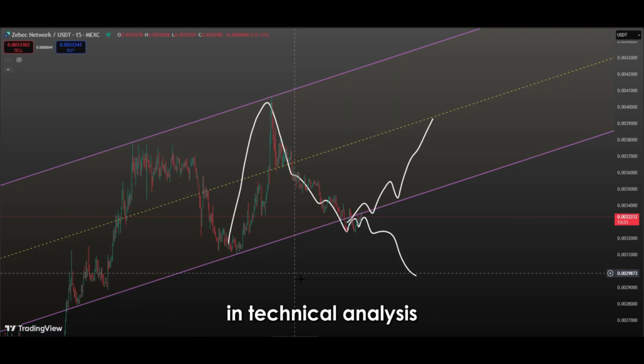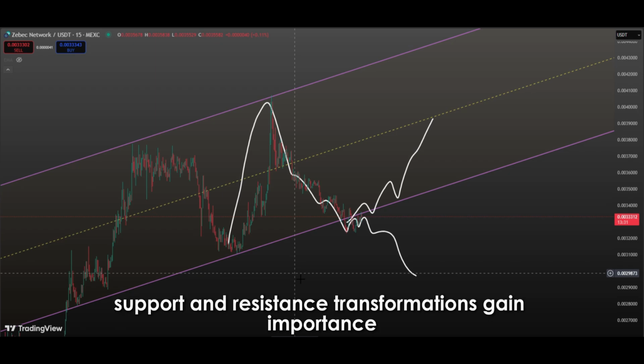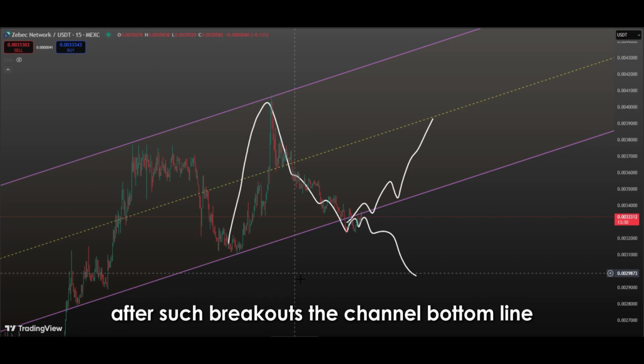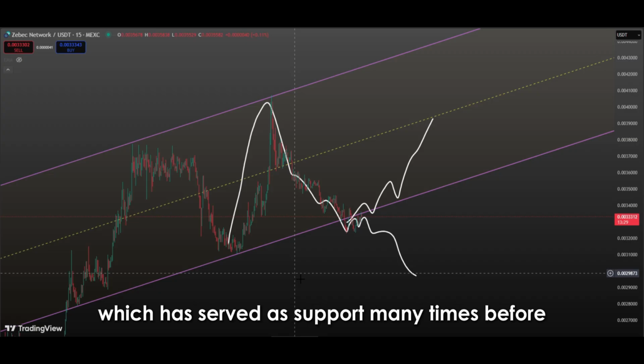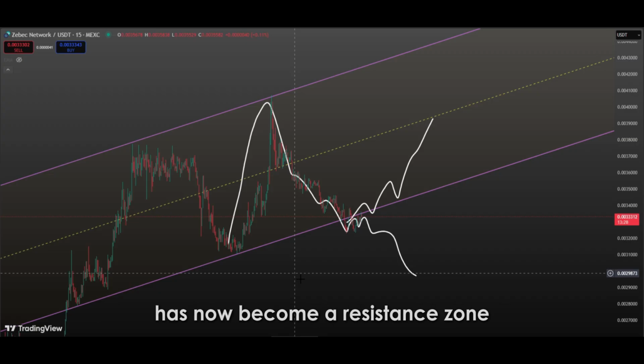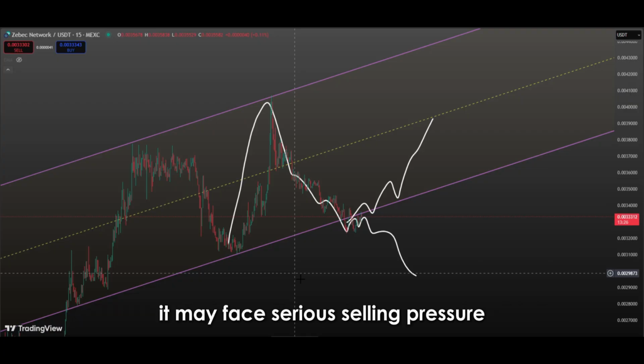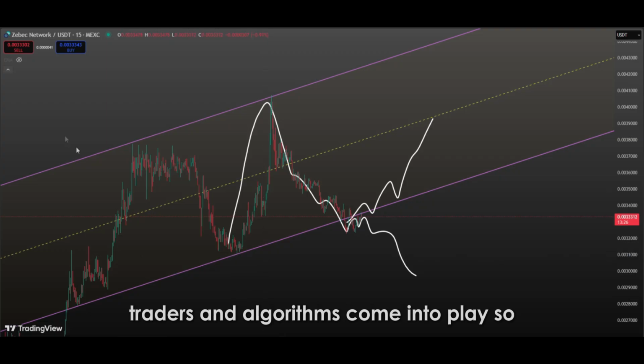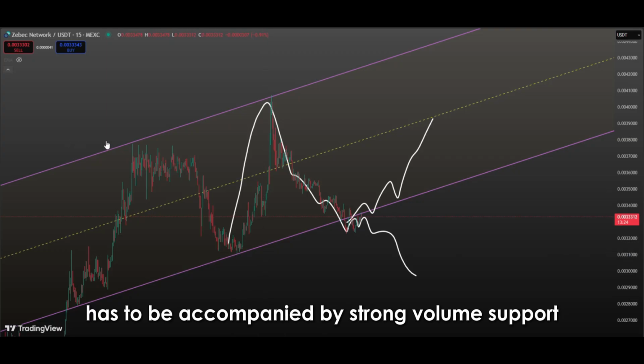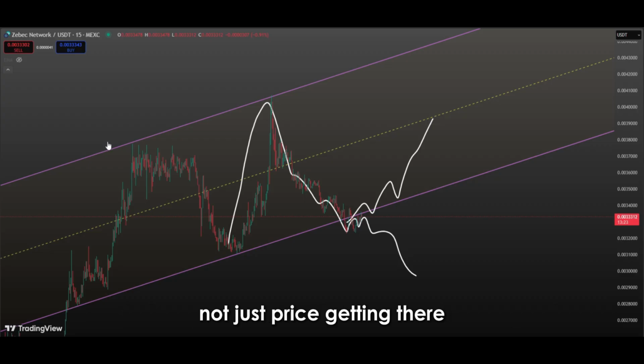In addition, in technical analysis, support and resistance transformations gain importance after such breakouts. The channel bottom line, which has served as support many times before, has now become a resistance zone. This means that even if the price approaches this line, it may face serious selling pressure. This pressure may increase as both technical traders and algorithms come into play. So a rebreak of this line has to be accompanied by strong volume support, not just price getting there.